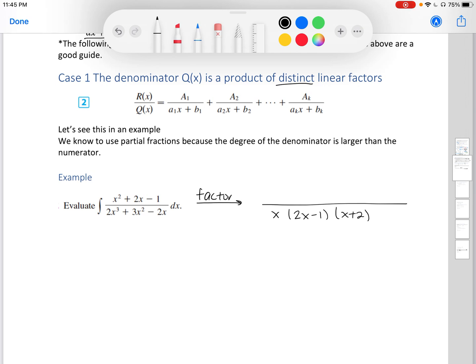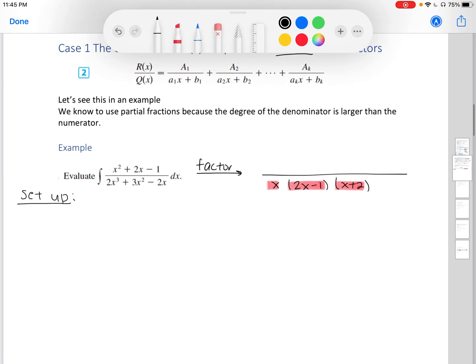All right, now let's set up our partial fractions. Now we see each one of these factors is linear, meaning the degree of my x is 1. We don't have an x squared or an x cubed. So because of that, I'm going to write a numerator for each one of those as a number, a constant. All right, as we set up our partial fractions, we have to write our initial problem.